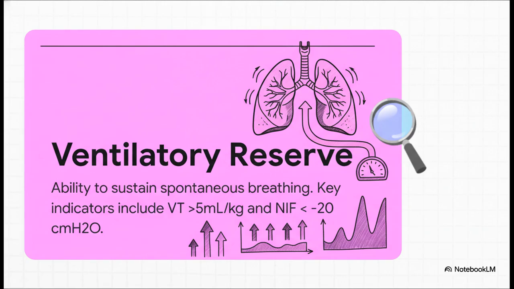So before we even think about removing that endotracheal tube, we have to be confident the patient has enough ventilatory reserve to manage on their own. This means assessing a few key parameters. We're looking for a spontaneous tidal volume of at least 5 milliliters per kilogram. We want to see a forced vital capacity greater than 10 to 15 milliliters per kilogram, and crucially, we need a negative inspiratory force, or NIF, that is more negative than negative 22 to negative 30 centimeters of water. These are really strong indicators that they're ready to fly solo.